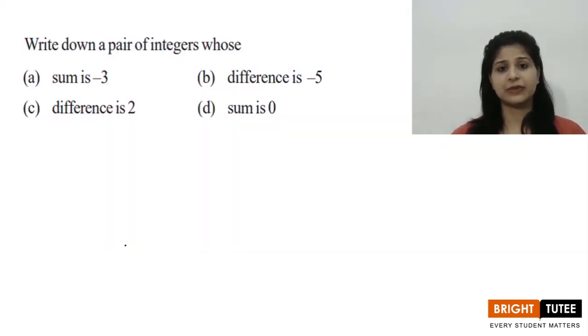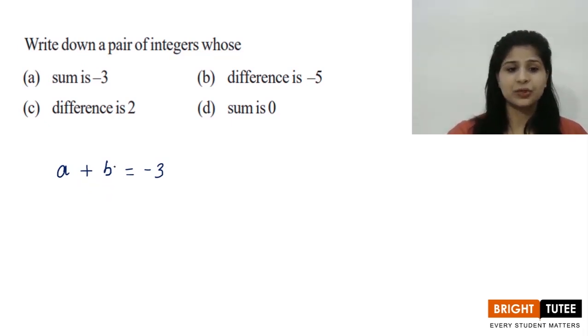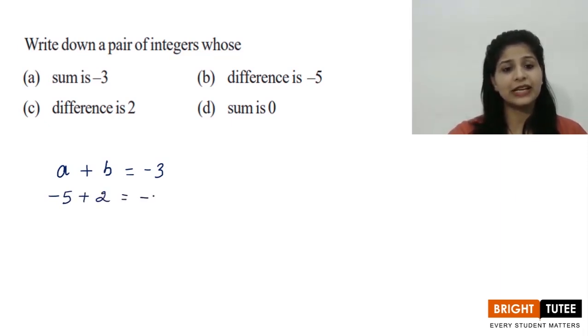Okay, so here is something we have. You have to write again pair of integers. First, whose sum is minus 3? You have to tell two integers A and B whose sum when you add, you get the answer as minus 3. Think about such two pairs. There can be many. Suppose I write minus 5 and 2. What you will get? Minus 3. Minus 5 and 2 are two integers. When I am adding them, I am getting the answer as minus 3. So this is the solution for A part.